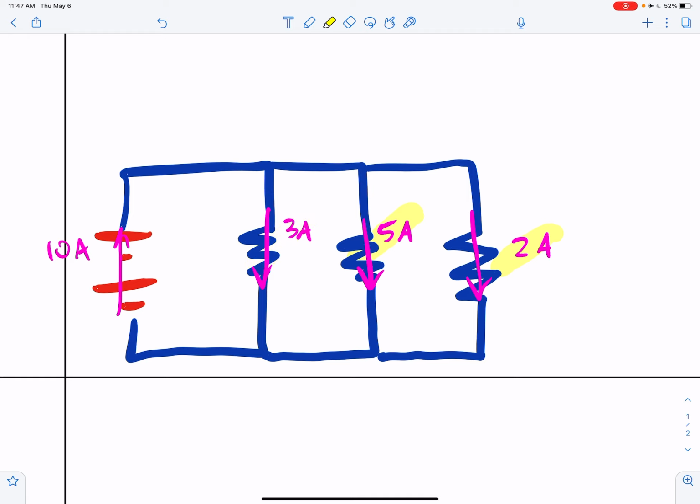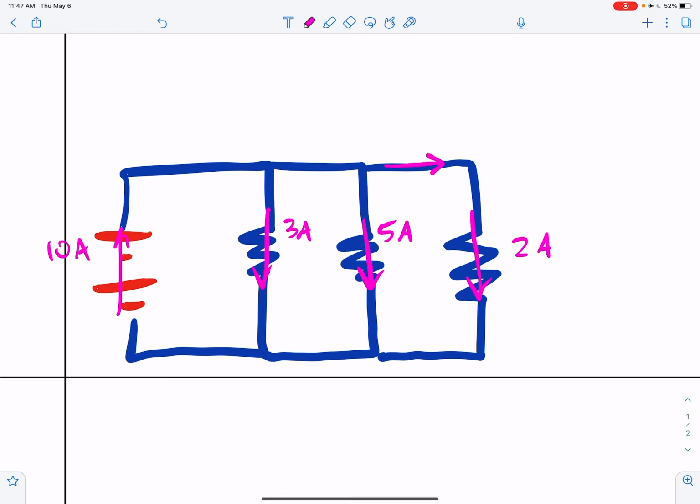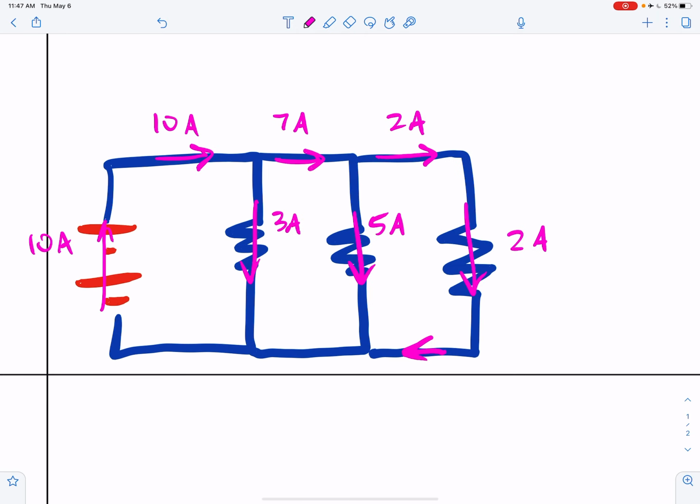If I were to go a little bit deeper, I could actually identify the current flowing through the specific parts of the circuit. So through this section, I would expect to see 2 amps, the same as here. Through this section, I would expect to see 2 plus 5, or 7 amps. And then through this section, I would expect to see 7 plus 3, or 10 amps. Okay, and similarly through here, I would expect to see 2 amps. Through here, I would expect to see 5 plus 2, 7 amps. And then through here, I would expect to see 7 plus 3, 10 amps.